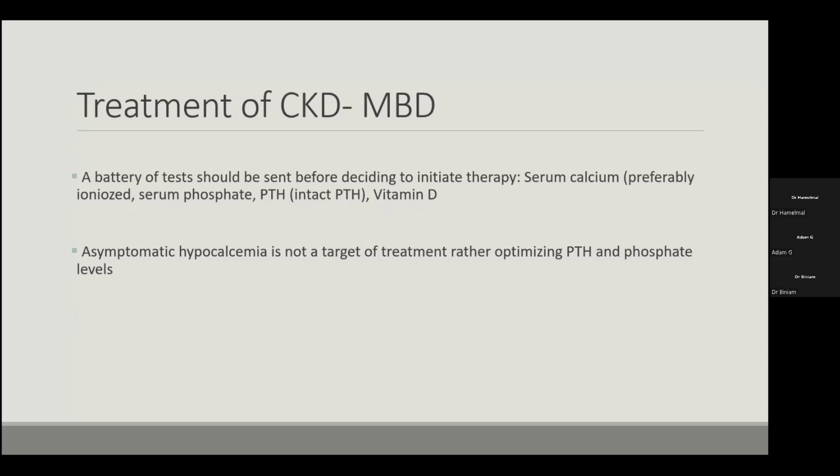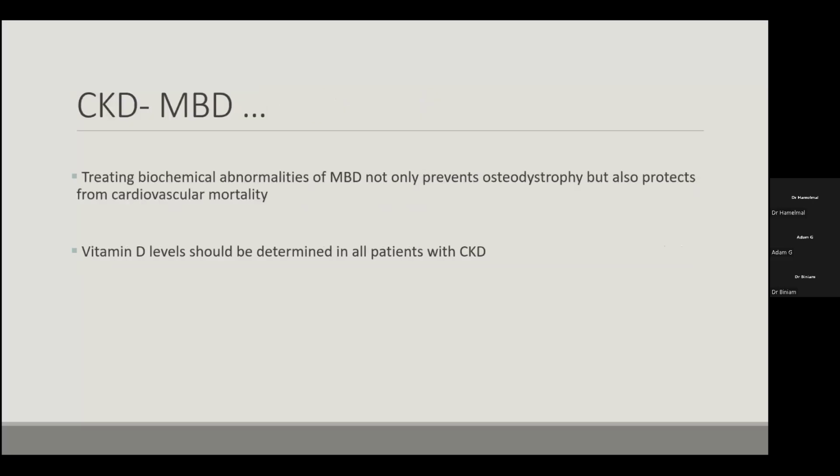For example, there is no rush to treat asymptomatic hypocalcemia. We see a lot of patients on calcium because their calcium is low. Our target is not increasing calcium or normalizing calcium, rather optimizing PTH and phosphate levels. So we should see everything together before deciding. Treating biochemical abnormalities prevents osteodystrophy. We don't see a lot of bone disorders, but it also reduces cardiovascular mortality and calcium accumulation in the cardiovascular structures. Extra bone calcifications should also be avoided.